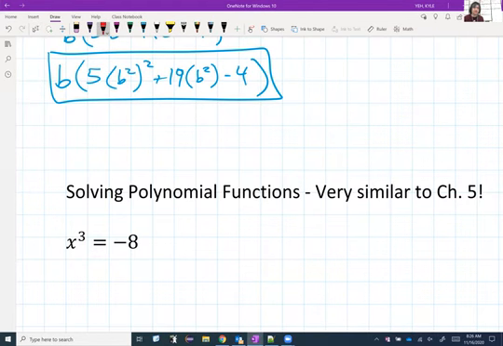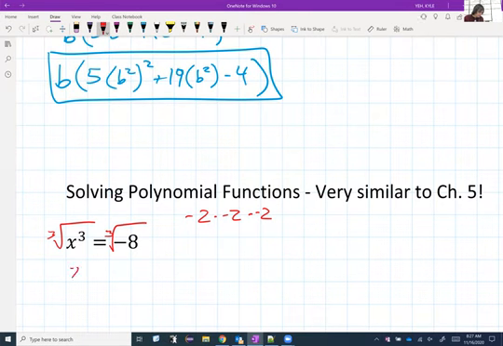So looking at this, your first instinct might be, oh, I'm just going to take the cube root of both sides here. And what is the cube root of -8? Can we even do that? Well, what times itself equals -8? -2 times -2 times -2. Because +4 times another -2 would equal -8.